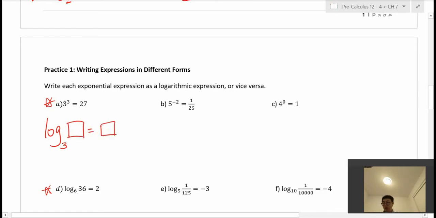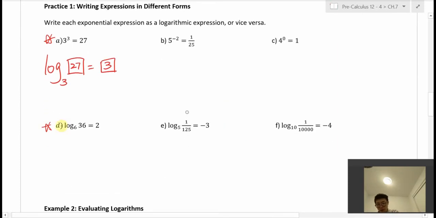Now keep in mind the answer for the exponential form is 27. That's not going to be the answer anymore for the log. It's going to be the number we take the log of, and the power, the exponent, becomes the answer for the log form. Notice how the 3 and 27 just swap positions. This is the log form.